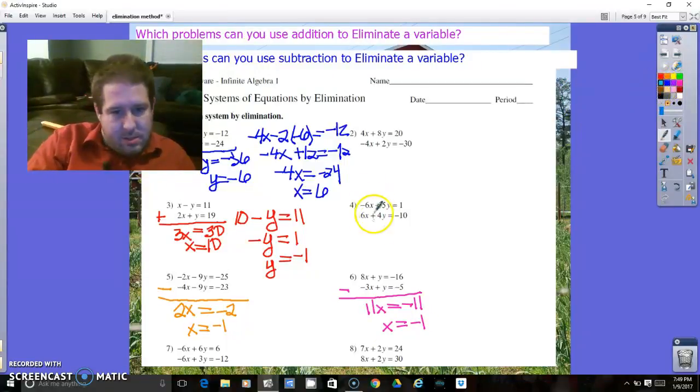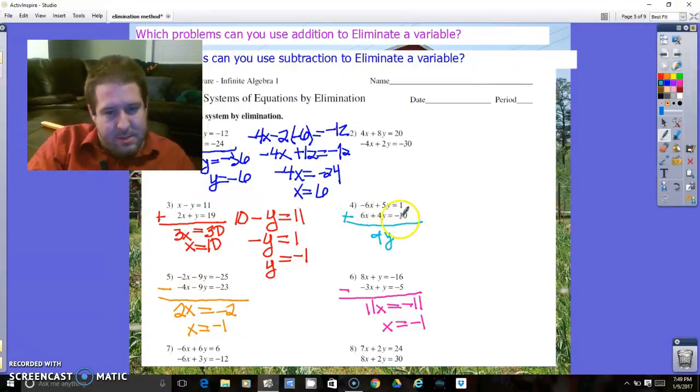All right, so let's skip over here. It looks like these coefficients are the same. I can't get rid of y, but I can get rid of x. They are opposites of each other, which means they're additive inverses, so I'm going to add. This plus this makes nothing. This plus this makes 9y, and this plus this makes negative 9. Look at that. Divide both sides by 9, and once again, we're getting a variable of negative 1.